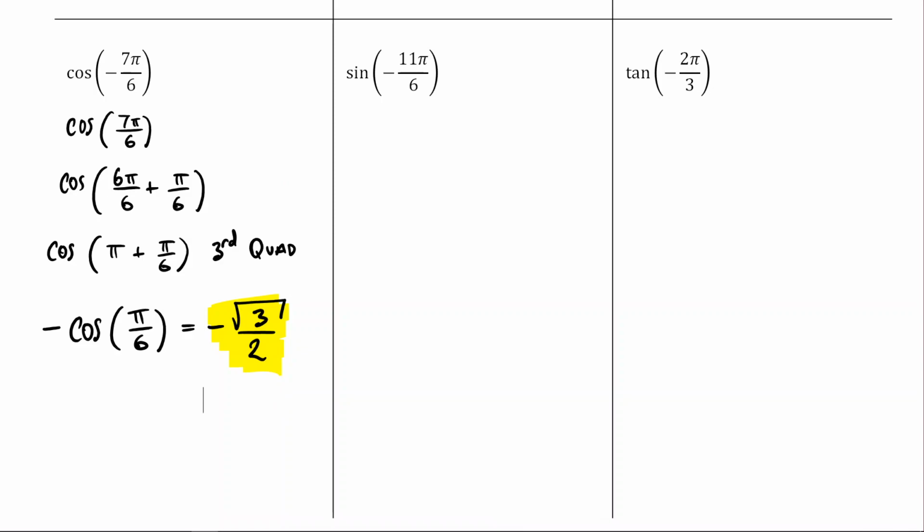All right, let's go on to this one now. So I've got sine of -11 pi on 6. In this case, because it's sine of a negative, the negative comes out the front.